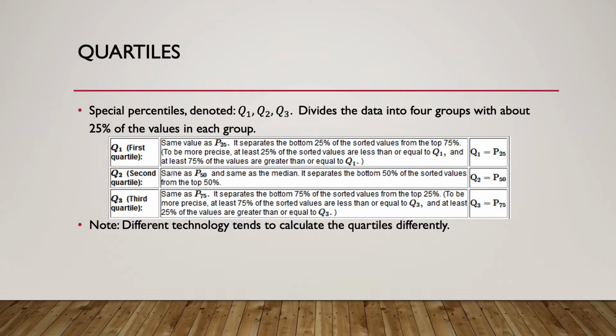And the second quartile, Q sub 2, is the same thing as the median, P sub 50. It sorts the data in half, or less than or equal to the value. Q sub 3 is the third quartile, that's P sub 75. It separates the bottom 75% of the sorted values from the top 25%. Technology, though, tends to calculate these quartiles differently, so do keep that in mind when computing these.